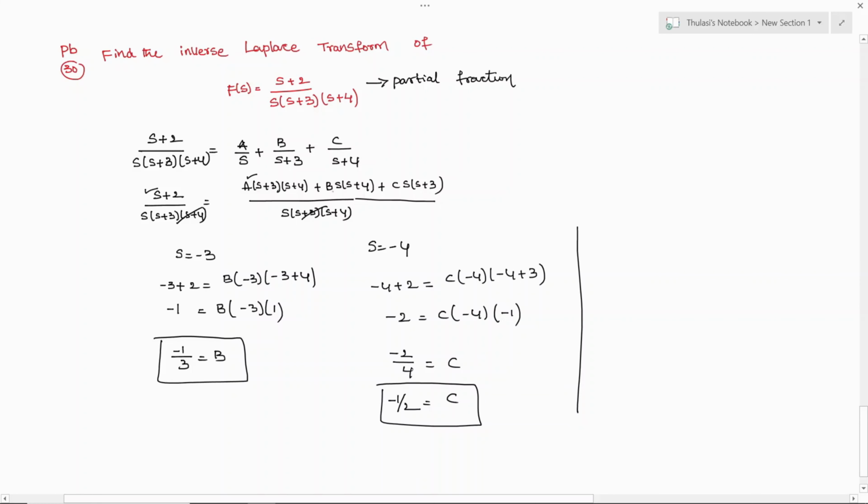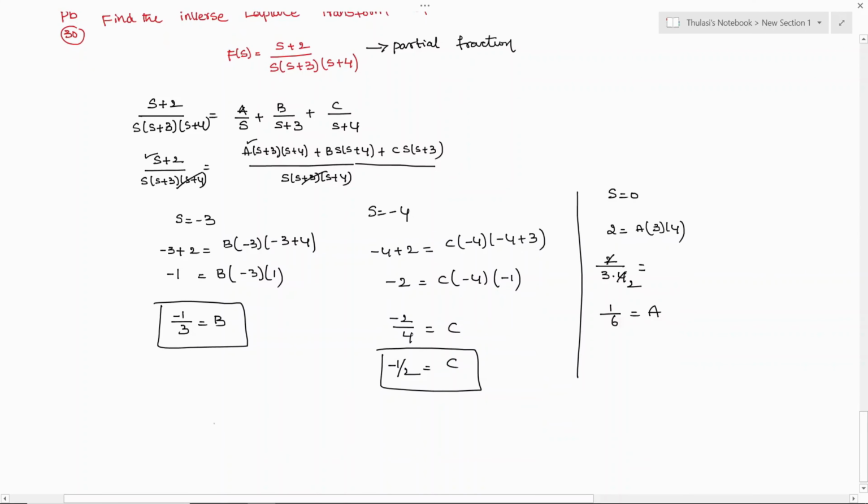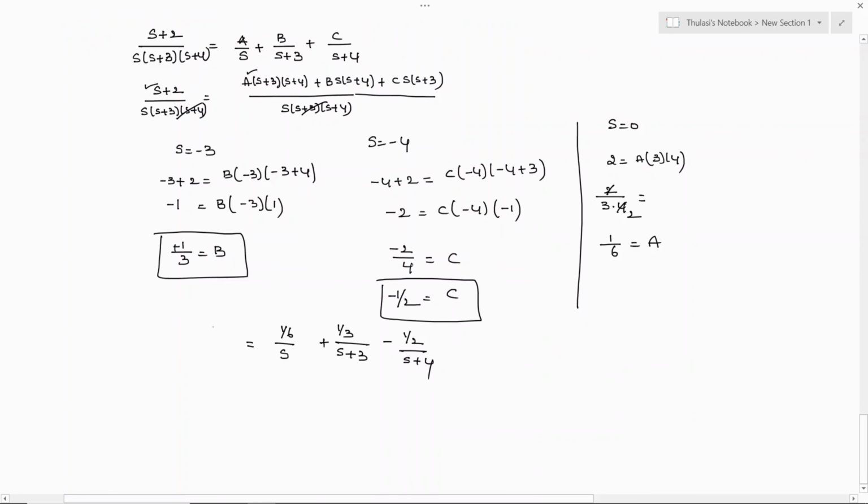Now substitute s = 0. Then we get 2 = A times 3 times 4, which is 2 = 12A, so A = 1/6. Therefore, when we substitute back in this equation, we get (1/6)/s, and the B value is 1/3; minus by minus gives plus, so (1/3)/(s+3) minus (1/2)/(s+4). This is the value of F(s).